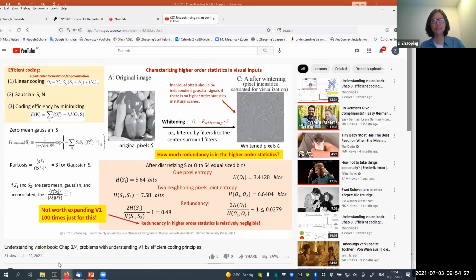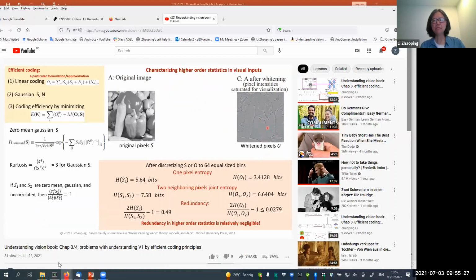It's hard to imagine that the brain would want to build a huge V1 just to remove this small residual amount of redundancy. And this also shows that although visual inputs are obviously not Gaussian, but if one measures the input statistics by entropy, then the Gaussian approximation of visual inputs is not a bad approximation. We can notice that this image has all the essential information about the visual objects in the original image.